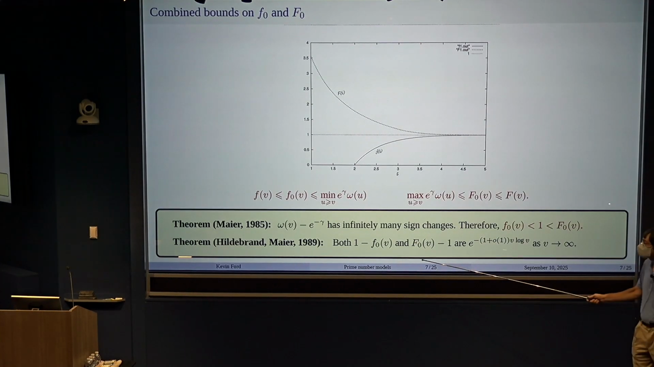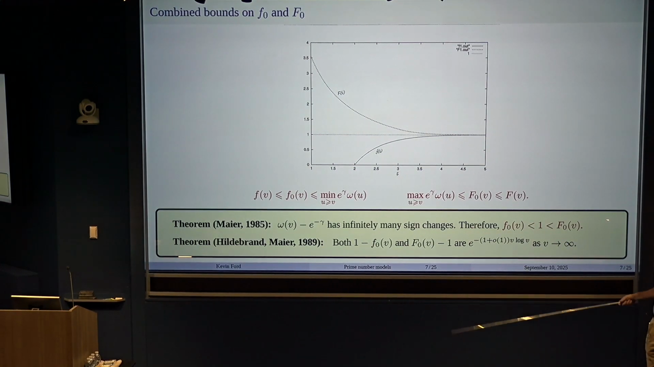On the other hand, by quantifying these sign changes, the oscillations, Hildebrandt and Meyer showed that 1 minus f0 and F0 minus 1 approach 1 at approximately the same rate as the linear sieve functions do. Okay.